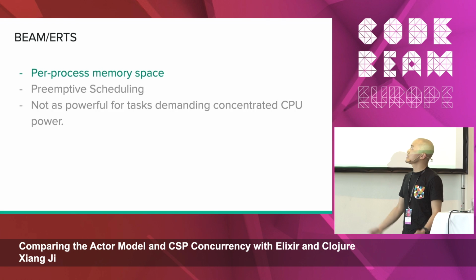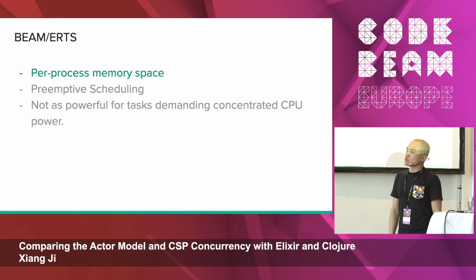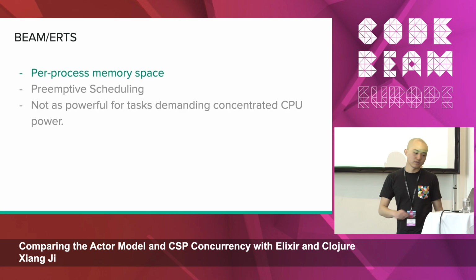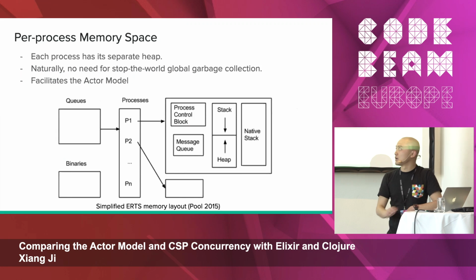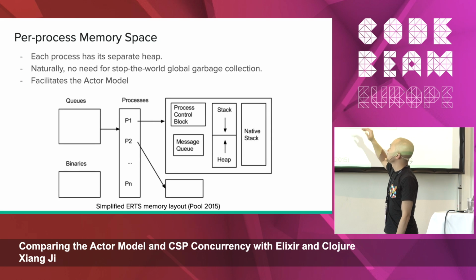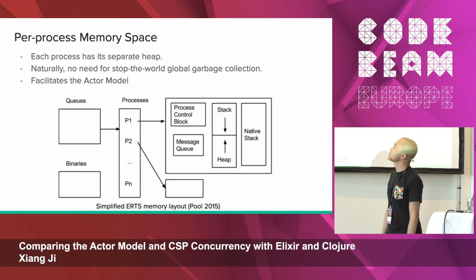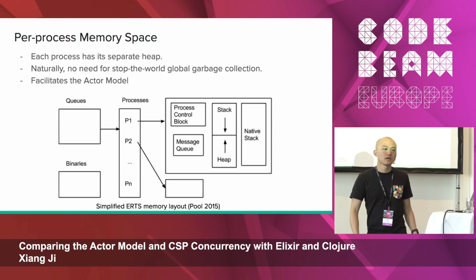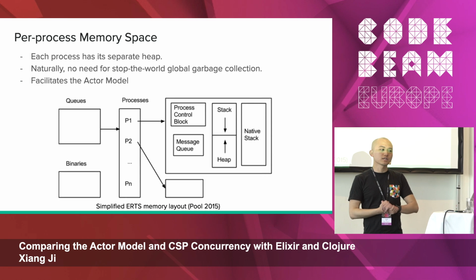Okay, so let me start with the BEAM, also the Erlang runtime system. As we know, on the BEAM, every process has its own memory space, its own heap. So this is a diagram where we can see that it has its own heap and a stack, which is not shared with the other processes. A consequence of this is that you don't need to do a stop-the-world global garbage collection, because every process can have its own garbage collection.